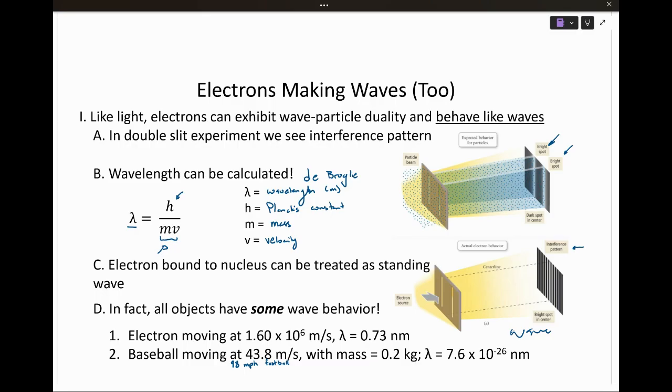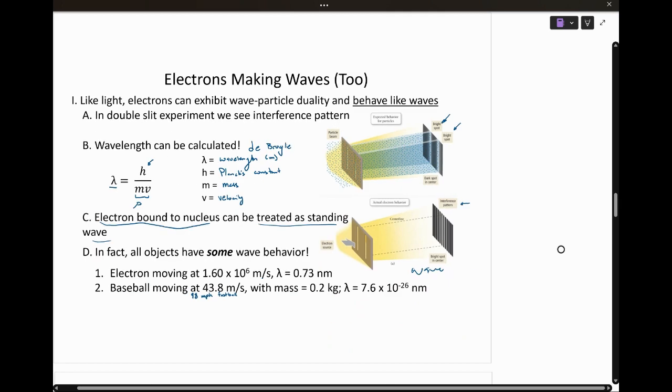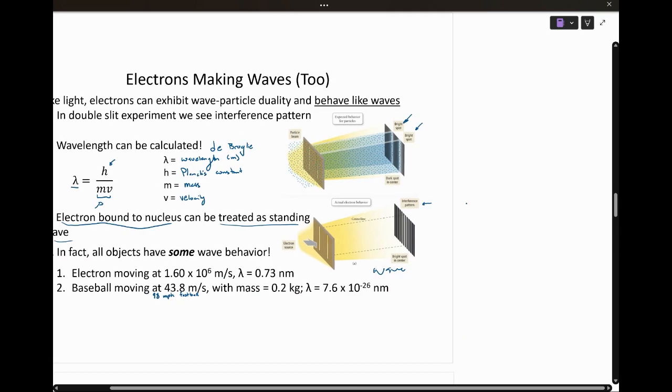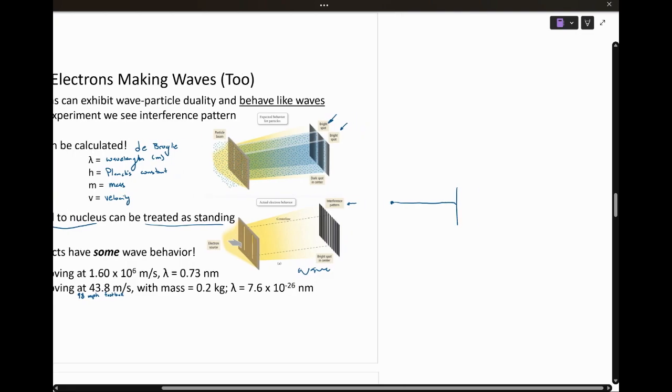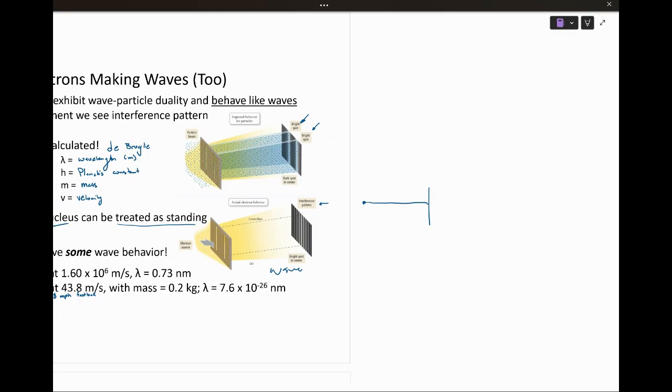And so now, if an electron can have a wavelength, we're going to say that these electrons bound to the nucleus can be treated as what is known as a standing wave. So let's talk about what that is. What is a standing wave? Let's imagine you have a piece of rope that you're grabbing and it's attached to a wall. A standing wave is when you're waving the rope up and down, and your two fixed points are stationary, and then you have a manifestation of a wave.